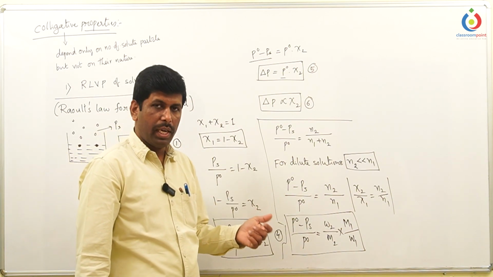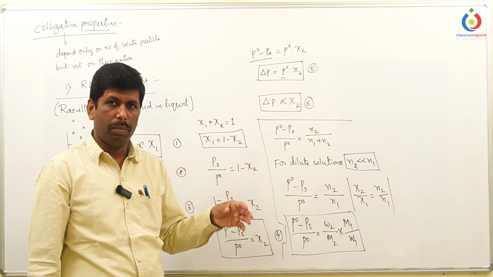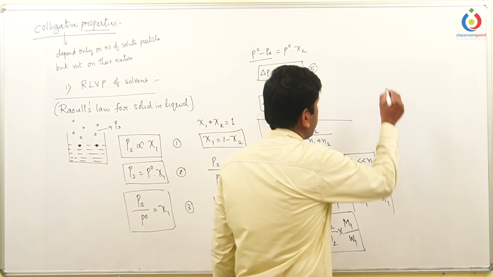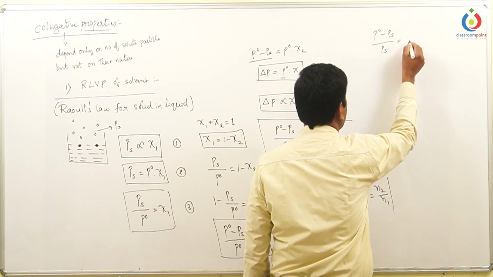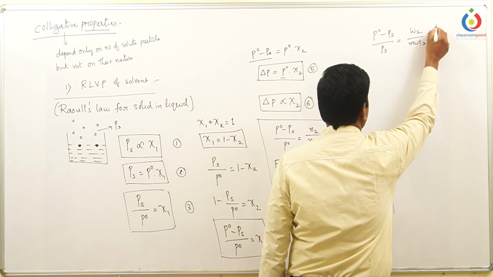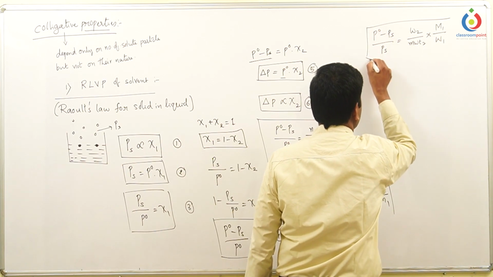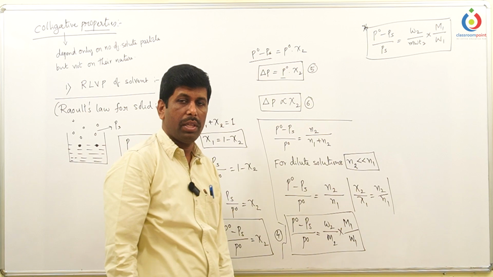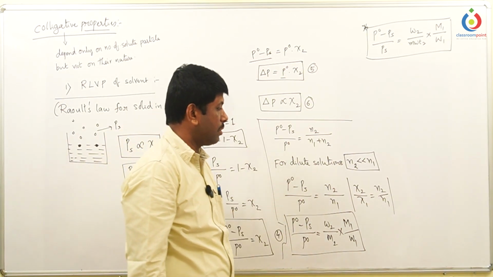If you don't want to neglect that, and you want to apply Raoult's law even for concentrated solutions, then instead of the P naught here, you take the Ps. So P naught minus Ps by Ps equals weight of solute by molecular weight of solute, into molecular mass of the solvent by weight of the solvent. So this formula is applicable for all types of solutions, whether concentrated or diluted, but the earlier one is applicable for dilute solutions only.